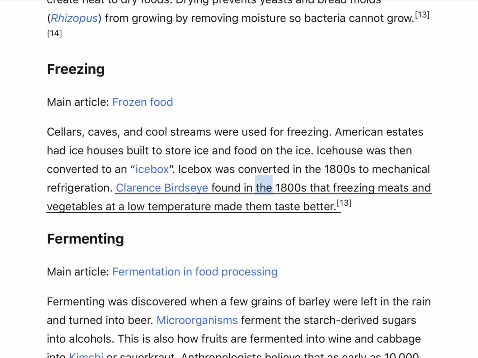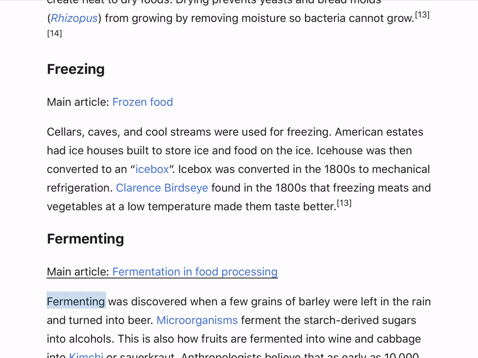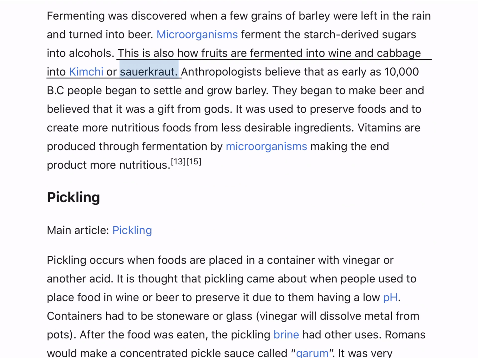Clarence Birdseye found in the 1800s that freezing meats and vegetables at a low temperature made them taste better. Fermenting. Main article: Fermentation in food processing. Fermenting was discovered when a few grains of barley were left in the rain and turned into bitter. Microorganisms ferment the starch-derived sugars into alcohols. This is also how fruits are fermented into wine and cabbage into kimchi or sauerkraut.